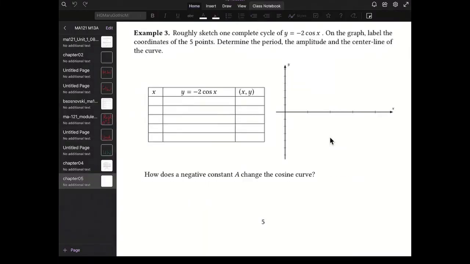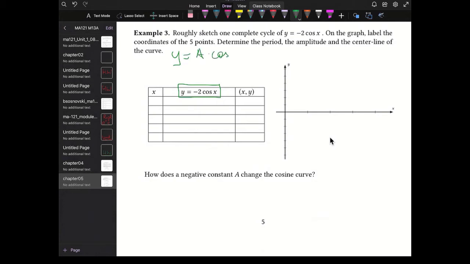Okay, so for this one, notice that we have the function y equals negative 2 cosine x. So for this variation, we have a number in front of the cosine function, with 1 inside, multiplying x. So that's the variation you have right now. So this gives you your amplitude. For this example, the amplitude is equal to the absolute value of the number a, which is negative 2. So the absolute value is positive 2.